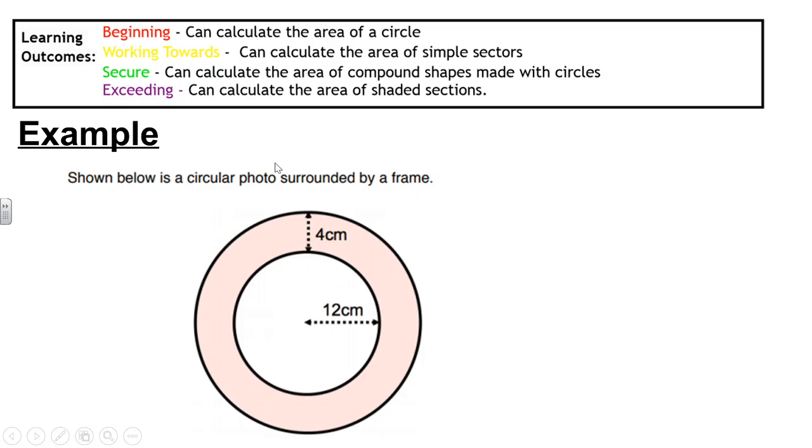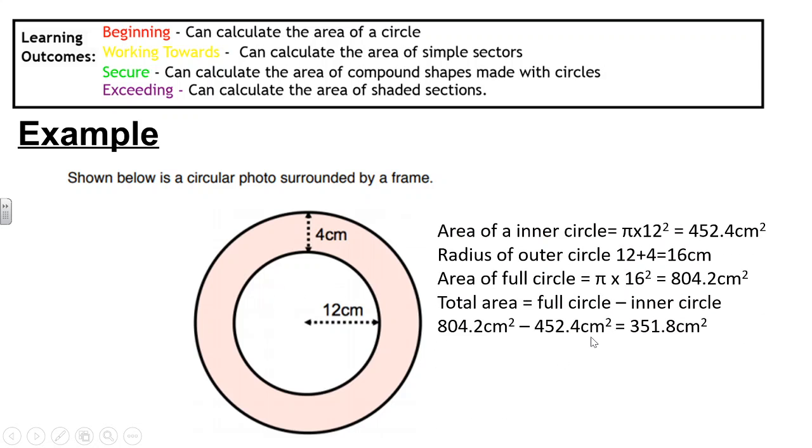Right, moving on to the very last objective, can calculate the area of the shaded sections. So this question is asking for the shaded section around the edge. So it's a photo frame, a circular photo frame. It wants the area of just the frame. So first of all, if we can look at the inner circle, which is the white one. So the inner circle has a radius of 12 centimetres. So we do pi times 12 squared, which gives us 452.4 centimetres squared.